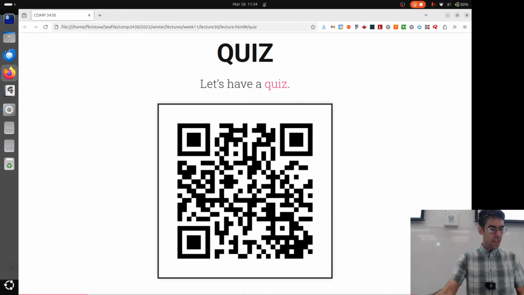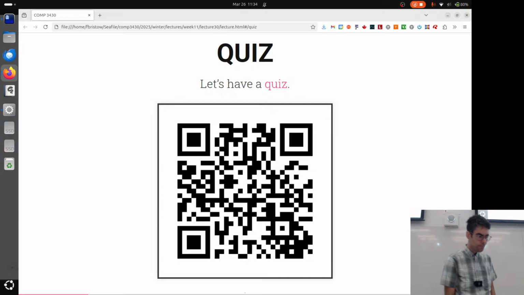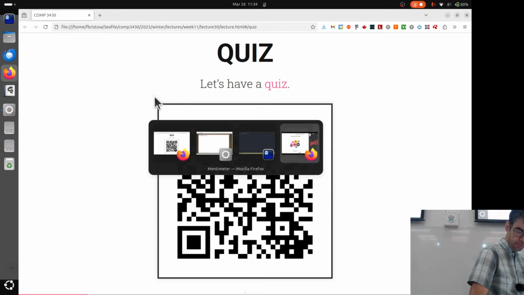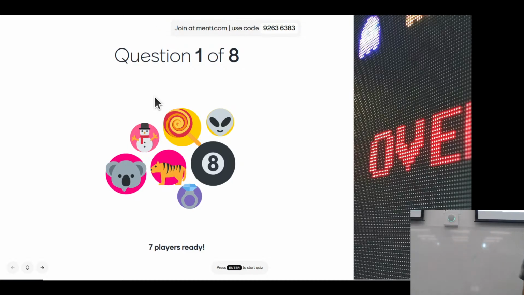Let's do a quiz. Let's do a quiz right away. So I'm going to hold this up here for about 10 seconds, and then I'll switch over to the Mentimeter. All right, I'm going to pop over to the Mentimeter. The code should stay up there at the top of the screen as we're going through this. I'll give you about 10 more seconds to join.